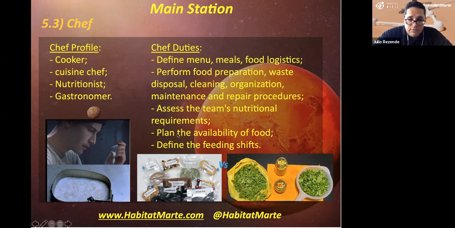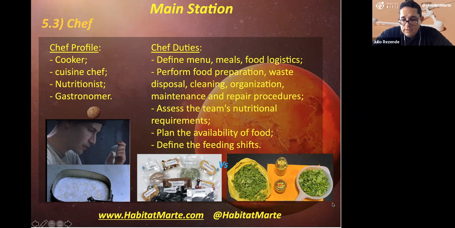In this case, we need to combine the food transported from Earth and supplied by cargo missions, and also the food cultivated on Mars. Here we have a photo from Habitat Marte in Brazil. In this photo, it's possible to see some leaves of lettuce and also basil, and some small peppers in the middle.